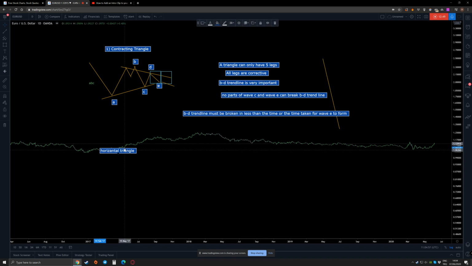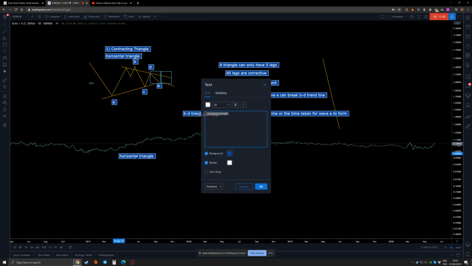If we are looking for a horizontal triangle, it's actually this. It's the same. It is horizontal. As you can see, it's going horizontal. The same one. So this triangle is called a horizontal contracting triangle. Now, another one is called an irregular triangle.